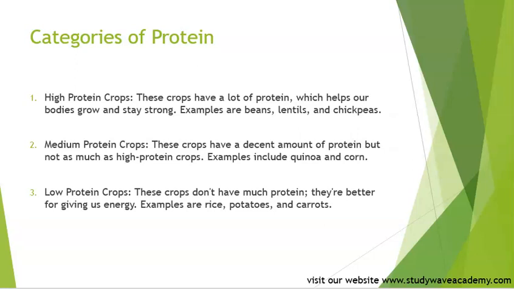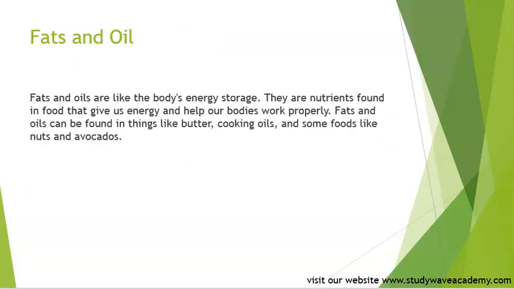Quinoa and corn are medium protein crops. Rice, potato, and orange carrots are low protein crops. Okay? Then we have fats and oil as the next type of nutrients. Fats and oil are like the body's energy storage. They are nutrients found in food that give us energy and help our bodies work properly.